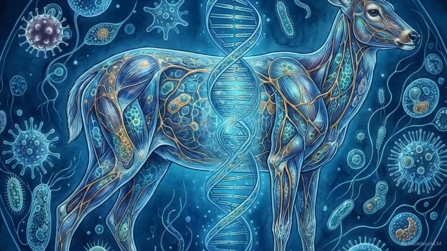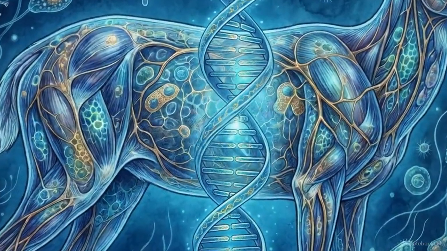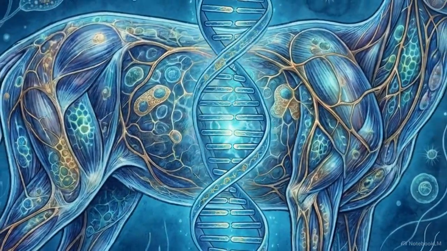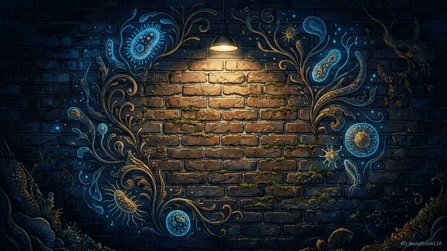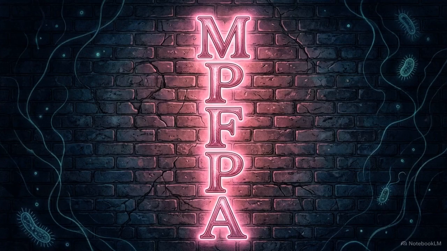Whittaker's system resolved the scientific crisis by organizing life based on internal biological mechanics rather than superficial appearances. If you ever need to remember the order of those 5 groups, just use this simple memory trick. My pretty friend plays athletics. That stands for Monera, Protista, Fungi, Plantae, and Animalia.